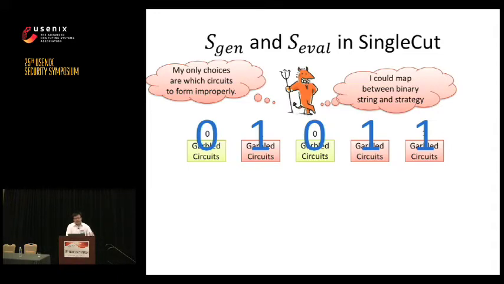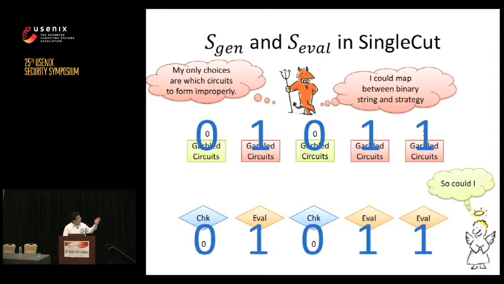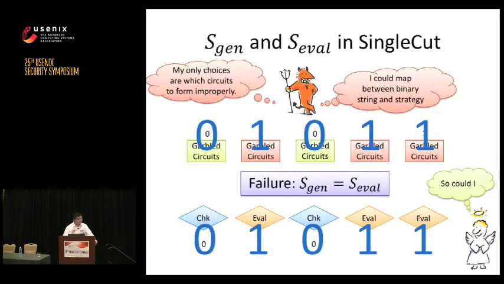Similarly, the evaluator only needs to decide which circuits to check and which circuits to evaluate. Thus, the evaluator strategy can also be summarized as 0, 1, 0, 1, 1 here. As we showed before, this protocol fails only if all the checks pass and all the evaluated circuits are bad. The security failure of the SingleCut protocol can be translated as S_gen equals S_eval.